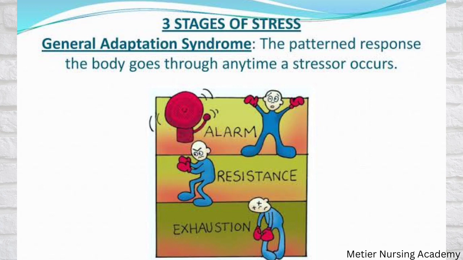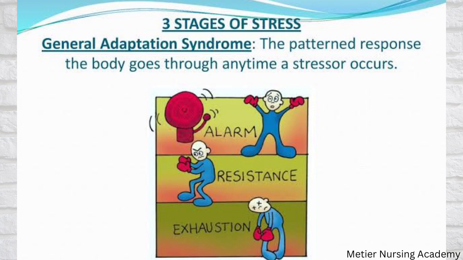Let me give an example for the alarm reaction stage, the first stage. Suddenly a dog is running behind you and you see the dog, and immediately that information is sent to the brain. The fight or flight hormones like glucocorticoids and adrenaline are released in the alarm reaction stage. In the resistance stage, you start to run. You are fighting back. How are you fighting back against the stress? You are running away from the dog.